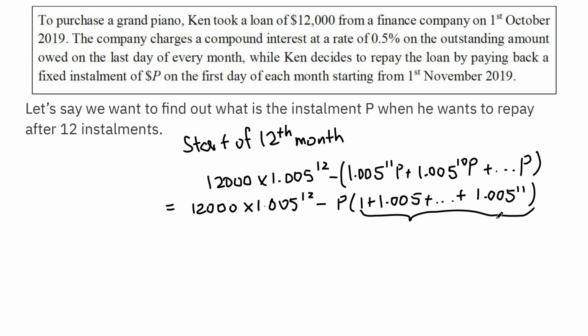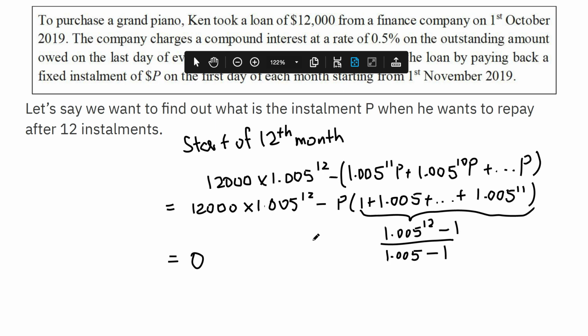And we learned the formula for the summation of a geometric progression. So this actually equals 1.005 to the power of 12 minus 1, over 1.005, which is the common ratio, minus 1. Right, so once we have this, next we need to equate this to 0, because at the start of the 12th month, he hopes to have repaid the entire loan of 12,000, right? So this should be equal to 0.